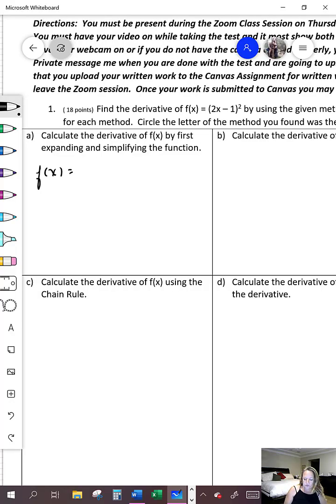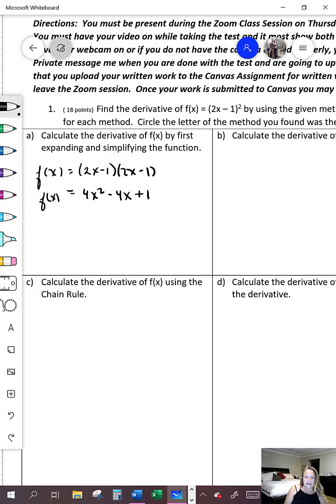2x minus 1 quantity squared, so this is the same thing as 2x minus 1, all times 2x minus 1. And when we distribute, we get back 4x squared. We have a negative 2x and a negative 2x, which is a minus 4x. And a negative 1 times a negative 1 gives us plus 1.